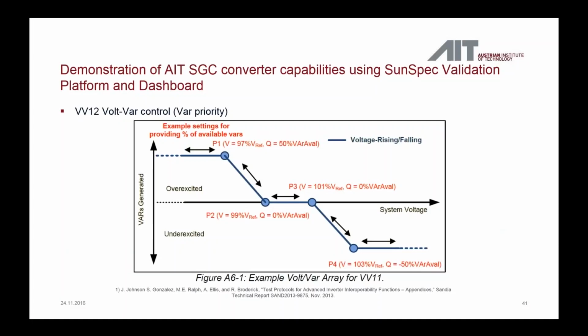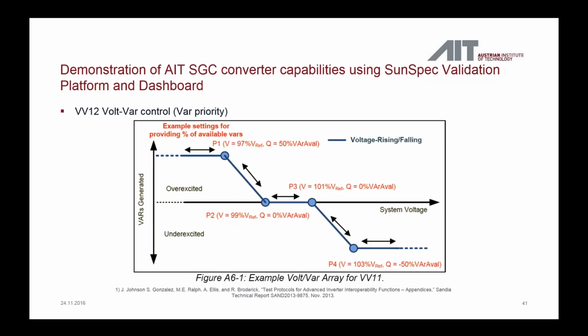Okay, now to the last demonstration for the grid support functionalities here. It's volt-var control, so I think this is pretty familiar for most of you. It basically defines a reactive power characteristic, or a reactive power curve, as a function of the system voltage. And the aim of this function is to basically limit or reduce the influence of the generation infeed on the grid voltage.